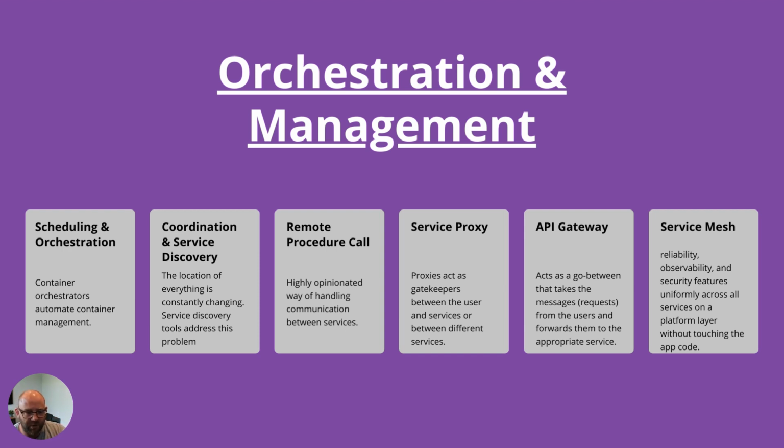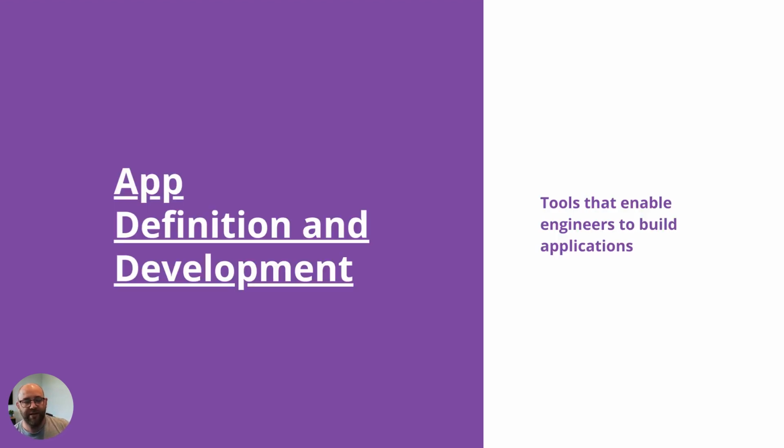Service proxy: proxies act as gatekeepers between the user and services, or between different services. API gateway: acts as a go-between that takes the message requests from the user and forwards them to the appropriate service. Service mesh: reliability, observability, and security features applied uniformly across all services on a platform layer without touching the application code.